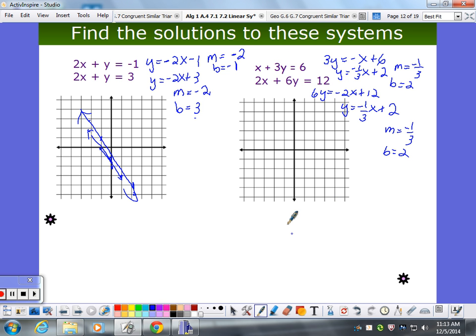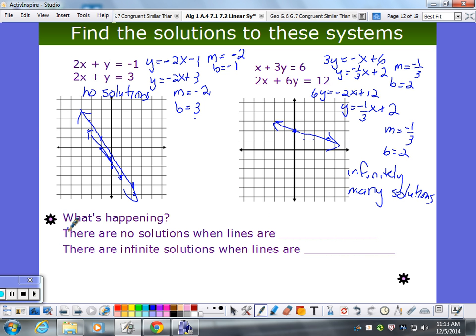I graph this, I'm getting the same line. So b equals 2, down 1, I'm getting the same line. So this one had no solutions, and this one has infinitely many solutions. Every point on that line is a solution. So that can happen. Okay, so there are no solutions when lines are parallel.